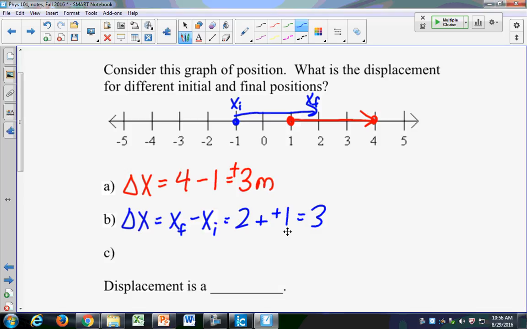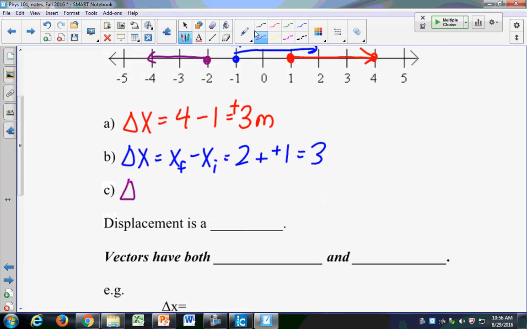Okay. Now let's imagine that I'm traveling from, say, negative 2 to negative 4. What then is my displacement in this case? It's going to be negative 2. That's right. So my final position, which is negative 4, minus my initial position, which is negative 2, is equal to negative 2. Here, this negative represents a direction. And the reason that we include direction for a displacement is what displacement is. It's a vector quantity.